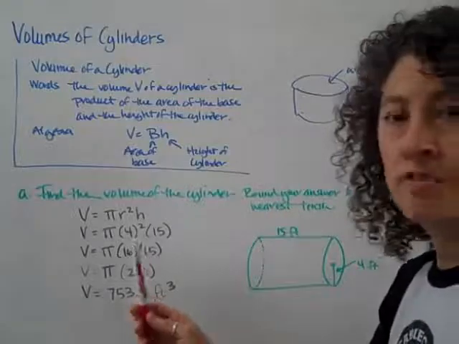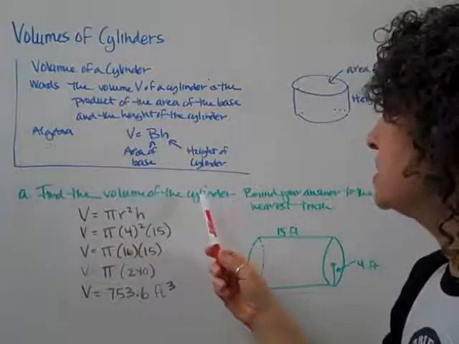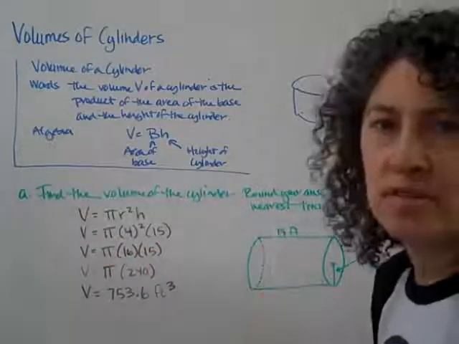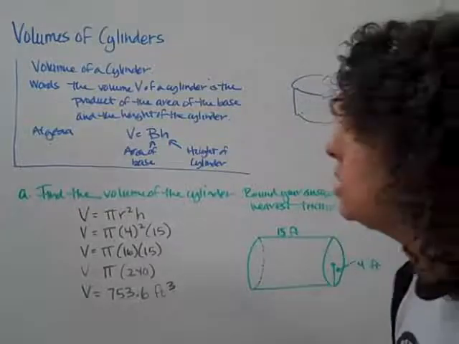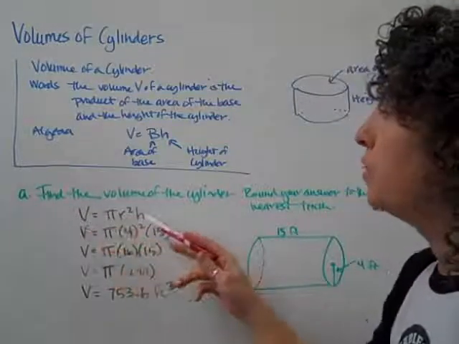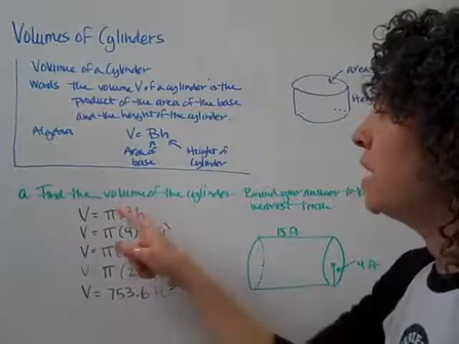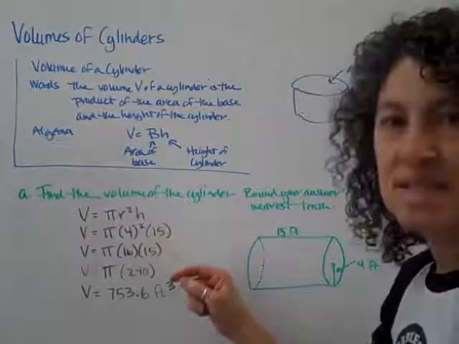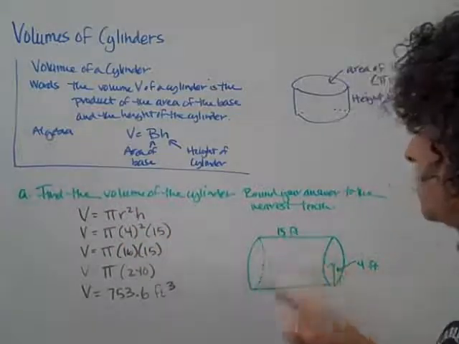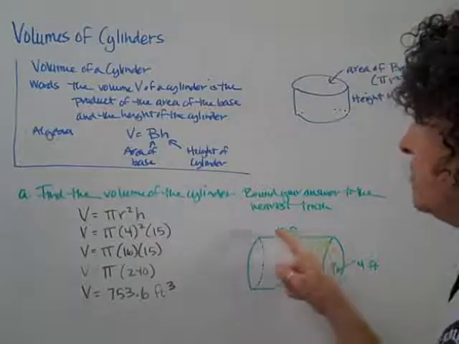All right, so let's try a few of these. So find the volume of the cylinder, round your answer to the nearest tenth. So we're going to work with FSSU here. So I'm going to start by writing my formula. Volume equals pi r squared h. I'm going to substitute in what I've got here. So here's my diagram. I've got a height of 15 feet.